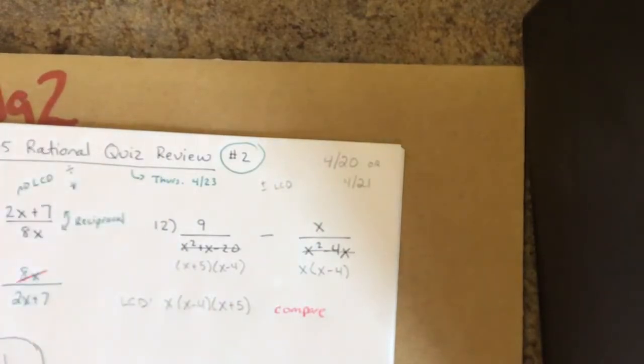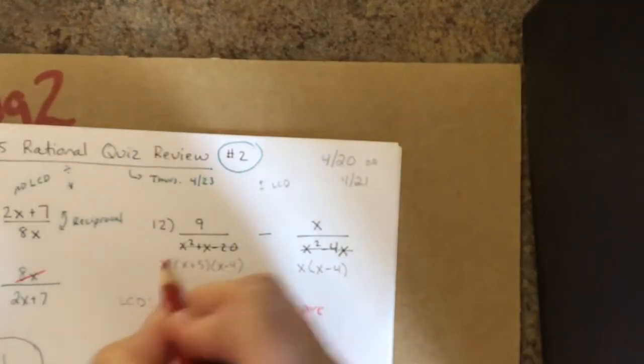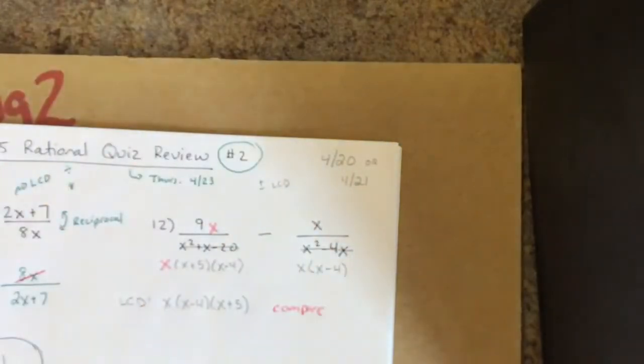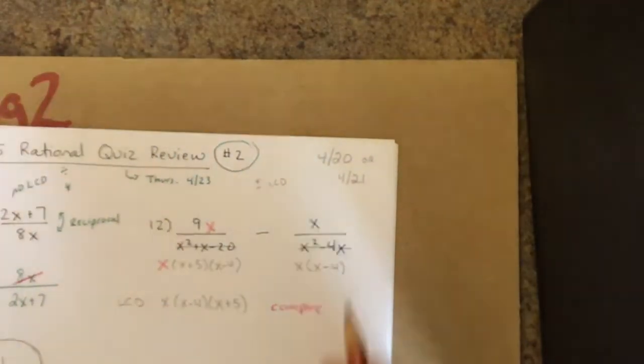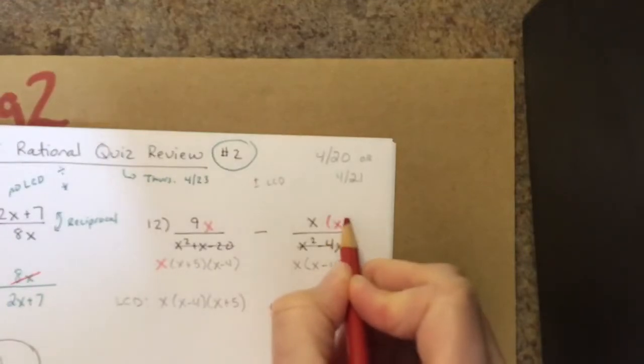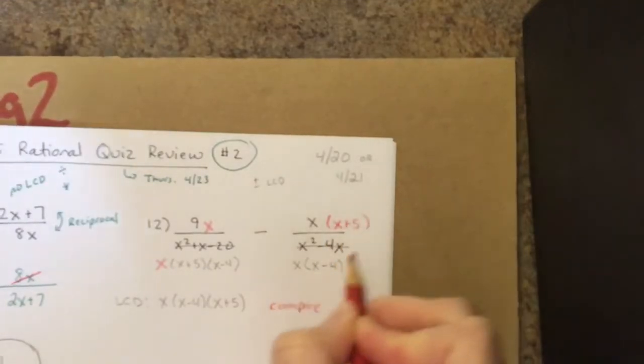It has x minus 4. It has x plus 5. All it needs is an x. And you give that x to the numerator and the denominator. The next fraction, that denominator has the x. It has the x minus 4. It's missing, you got it, Thomas, x plus 5.